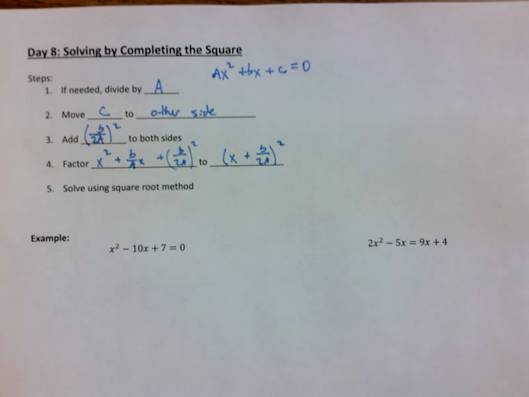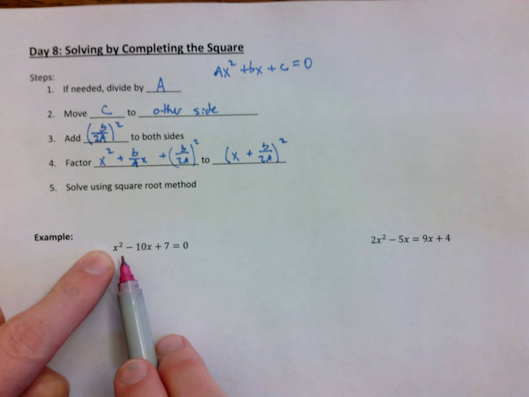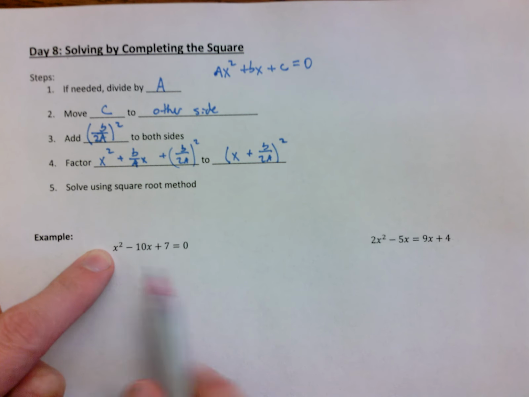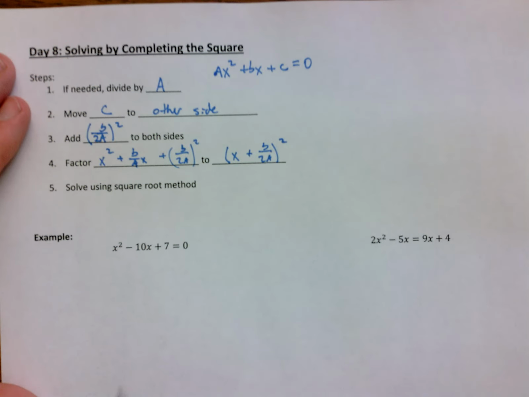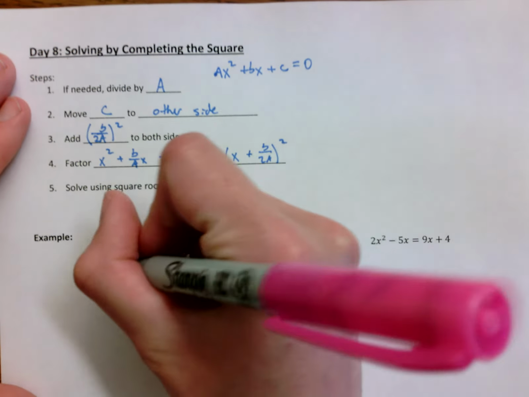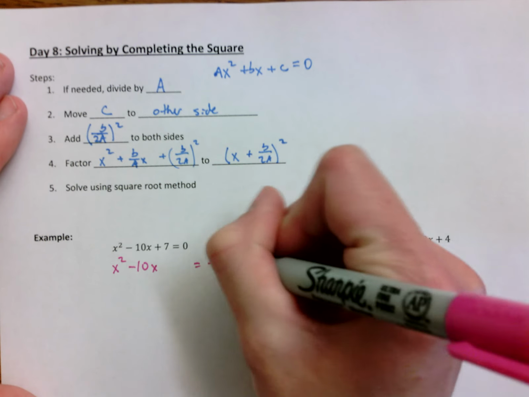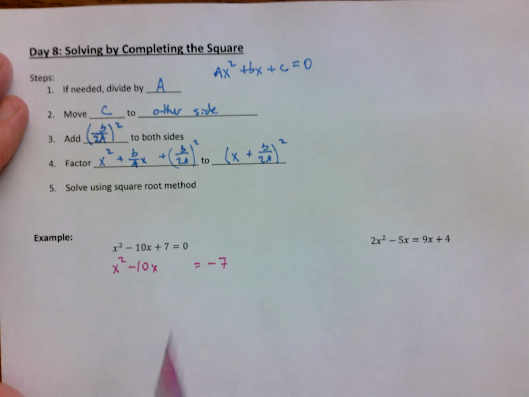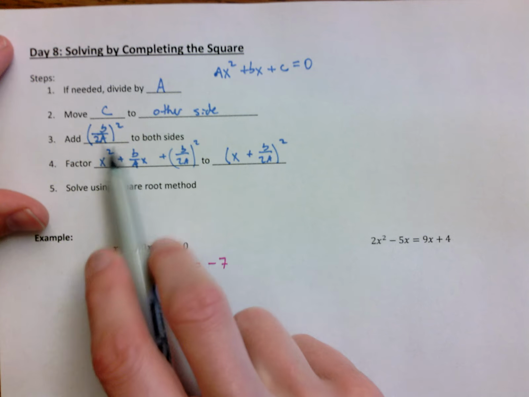So let's run through this first example. If needed, divide by a. I don't need to do that because I already have a 1 in front of the x squared, so we're set. So step 2, I'm going to move this c over to the other side. I'm going to bring that 7 over to the other side. And when I do this, I'm going to leave a little bit of a gap here, and that is where I'm going to add to both sides of my equation. So I move c to the other side, and now I'm going to add b over 2a squared.